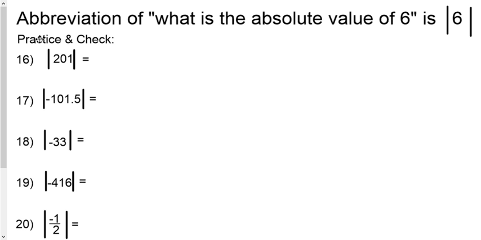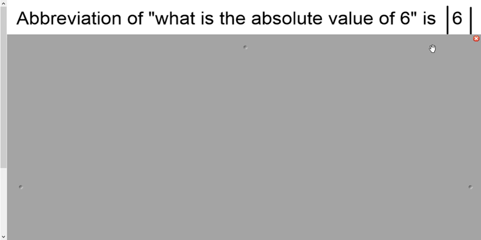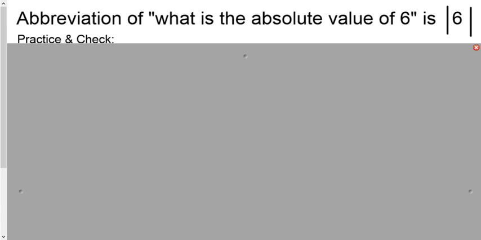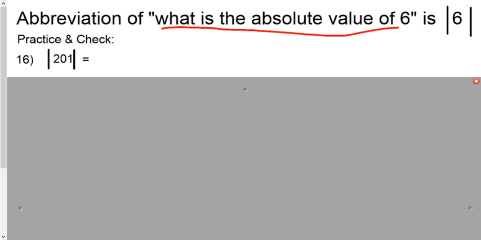Now, we've got a few practice questions that we're going to do here real quick, but let's just take a look at what the abbreviation is for absolute value. You put two vertical lines around the number, and as a result, that stands for what's the absolute value of 6. And it sure beats having to write out this whole question every single time. So when you see these vertical lines, keep in mind that they're taller than the number and lower than the number.